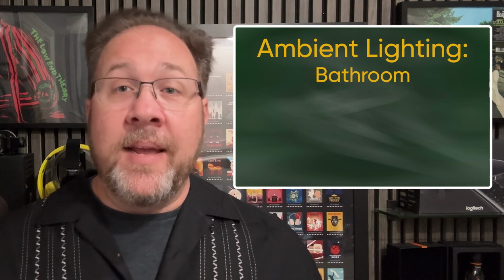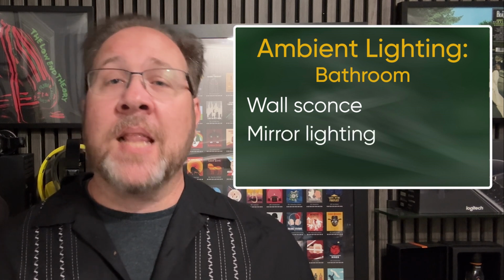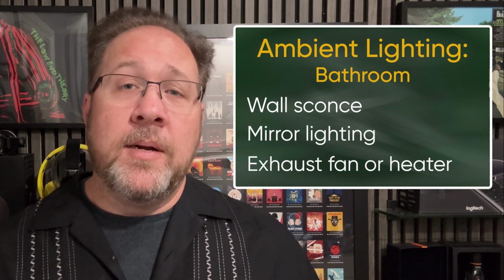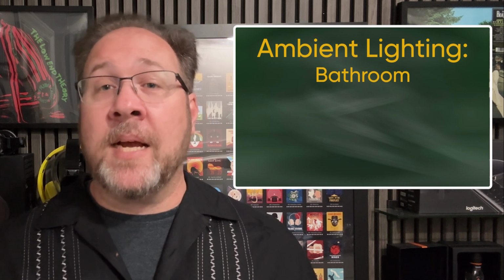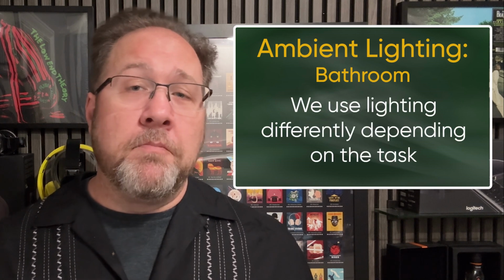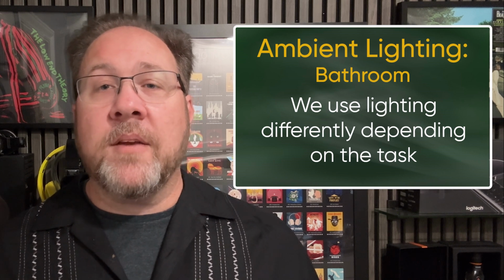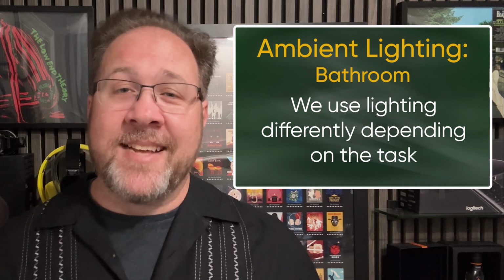In the bathroom, it can often be a wall sconce above or on the sides of a mirror, or often a light in an exhaust fan or heater. This can be tough though if you only have one type of lighting, because we often want a different color temperature and brightness depending on if you're getting ready for work versus, say, the middle of the night. But that highlights the importance of including the next item, which is task lighting.